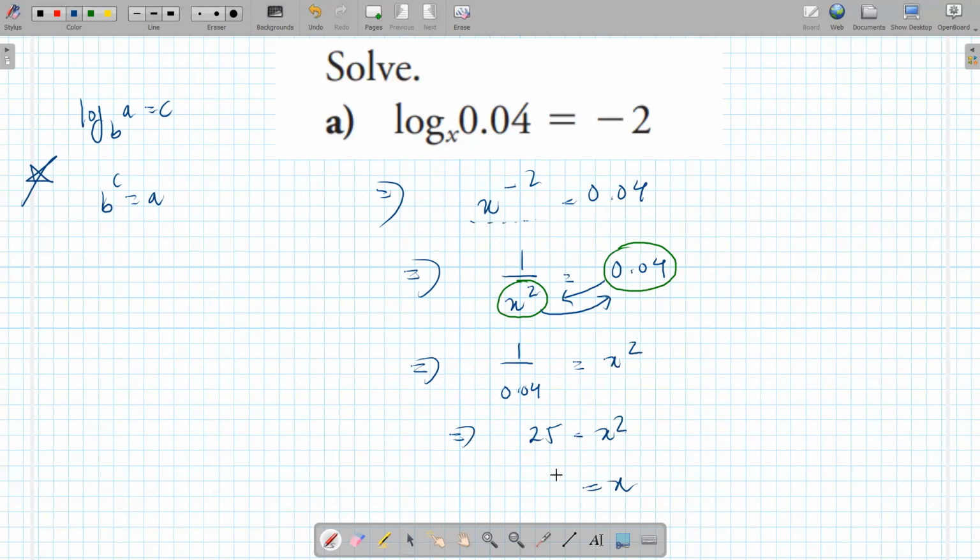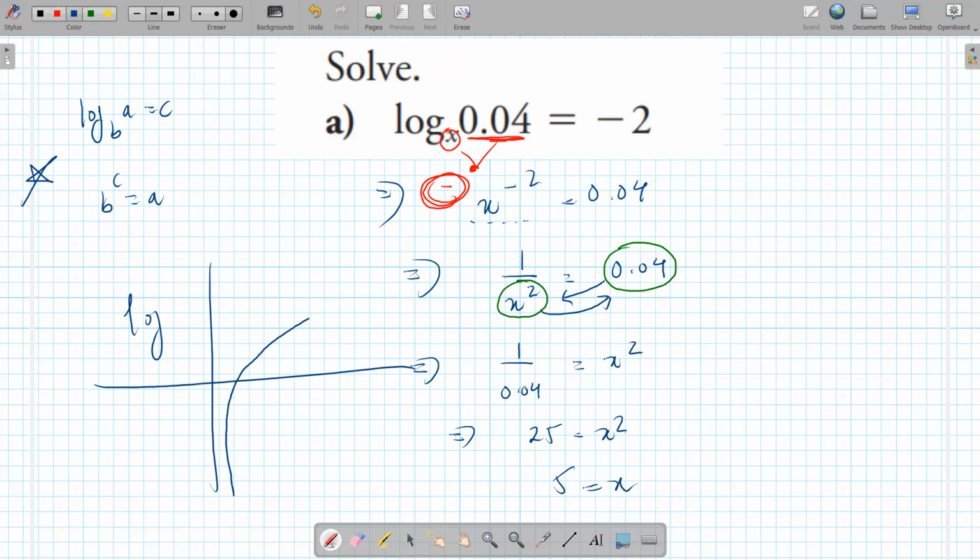5. Can it be negative 5? Yes. So it turns out it cannot be, not in this case. Technically it is plus minus 5. But for logs, you see both of these numbers here? They both cannot be negative. It has to be strictly positive. Because this is what it looks like. The graph of log looks like this, right? The x value will never be negative, because there's a wall here, the vertical asymptote.